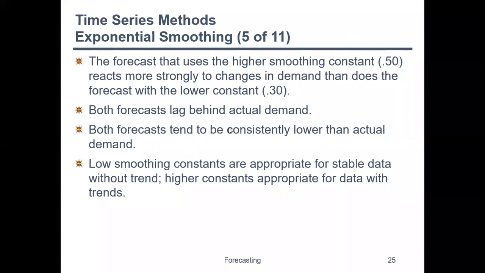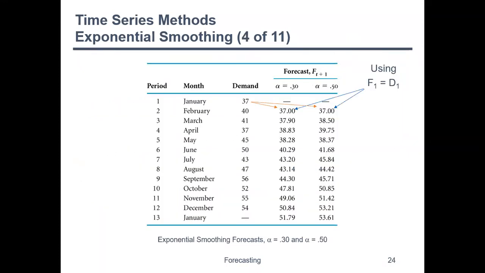So if you look at the data, you realize that the forecasted values here are always lagging behind. So for example, demand was 40 for February, but if you look at the forecasted value there, it was 37, which is smaller than the actual demand. But if you compare the 50% smoothing constant and the 30% smoothing constant, you realize that the 50% smoothing constant was also higher than the 30% smoothing constant here.